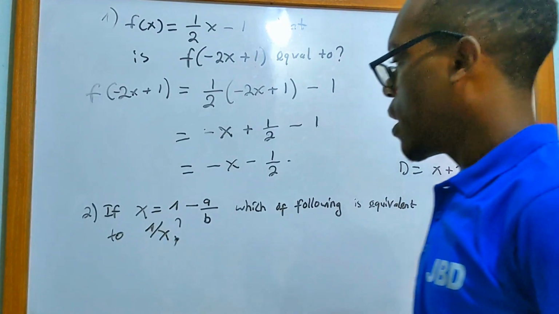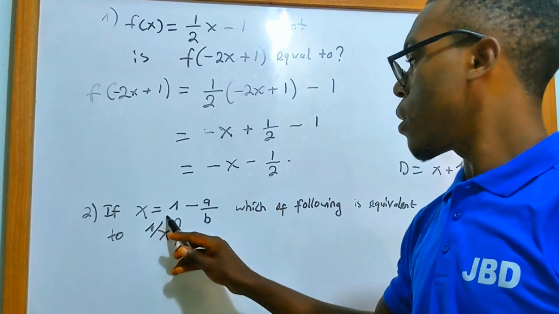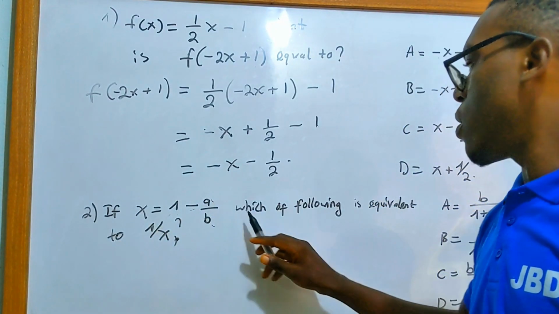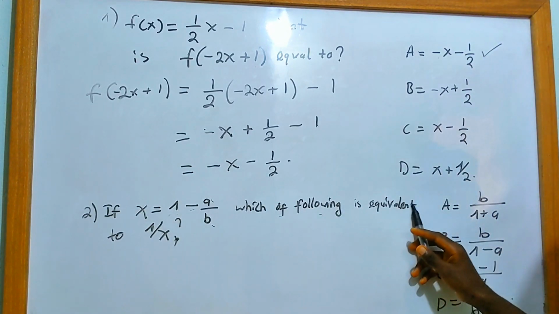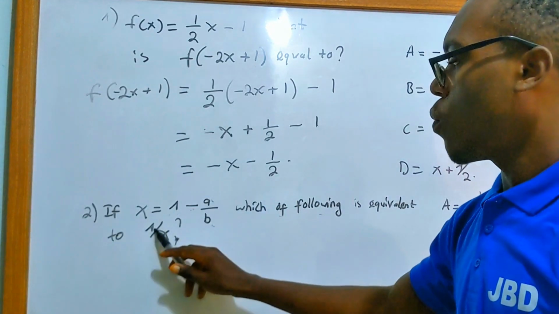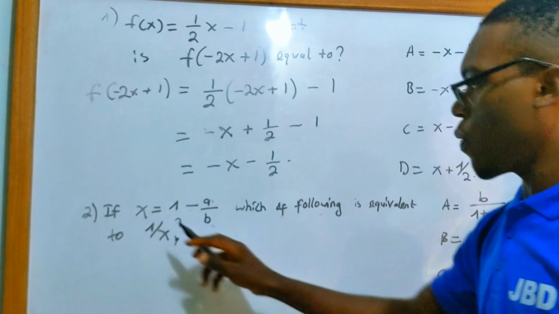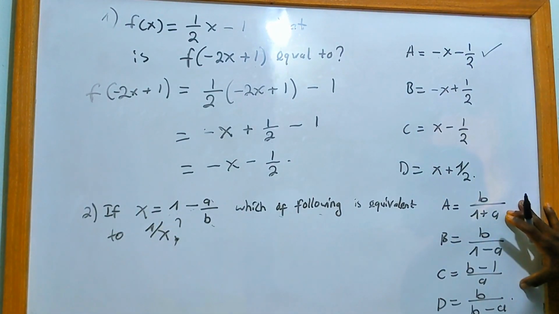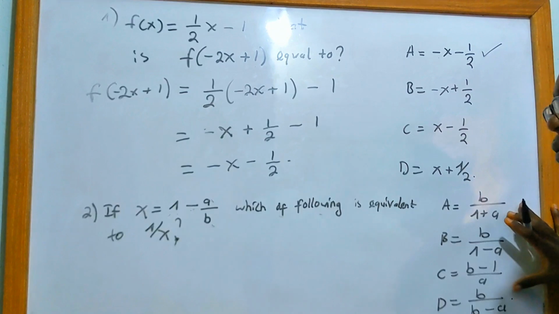Okay, we have this next question: if x is equal to 1 minus a all over b, which of the following is equivalent to 1 all over x? At this point, I'm just going to find 1 over x here, so as to find the answer that is equivalent to it.